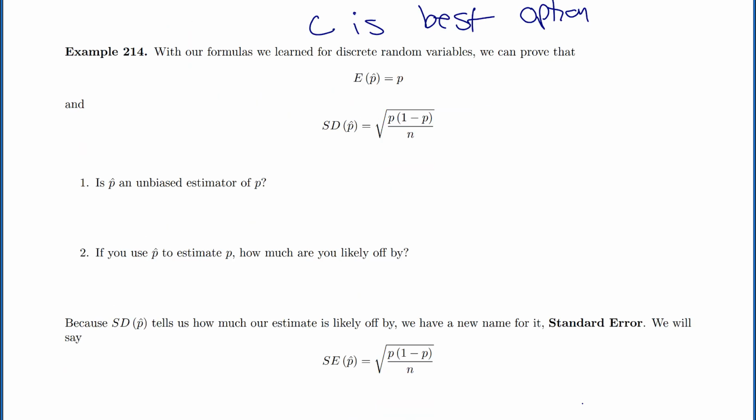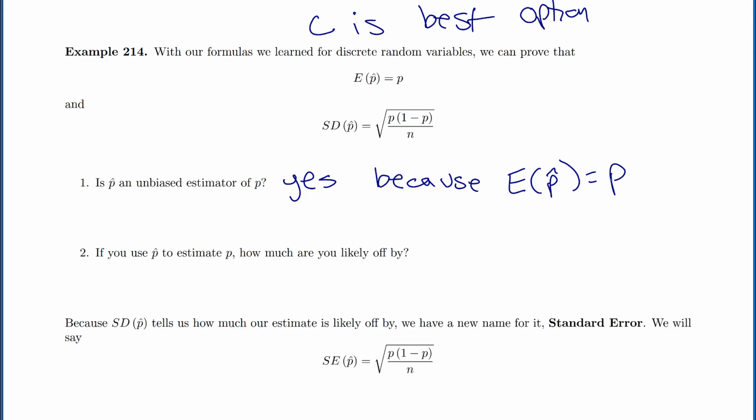Now, with our formulas that we learned for discrete random variables, we can prove, we're not going to do it here, but we could prove that the expected value of our sample proportion p hat is equal to our population proportion p. And the standard deviation of our sample proportion is equal to the square root of p times 1 minus p all over n. So the question is, is p hat an unbiased estimator of p? Okay, yes, because the expected value of p hat is equal to my population parameter.